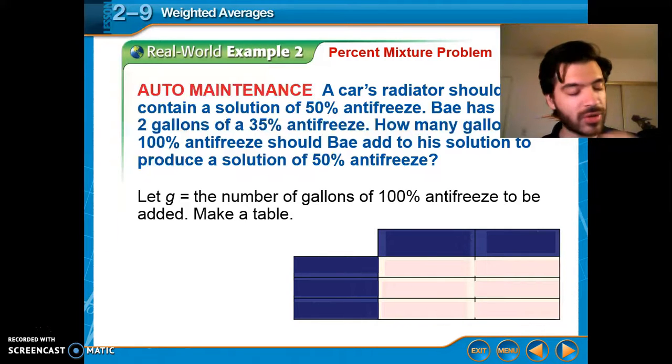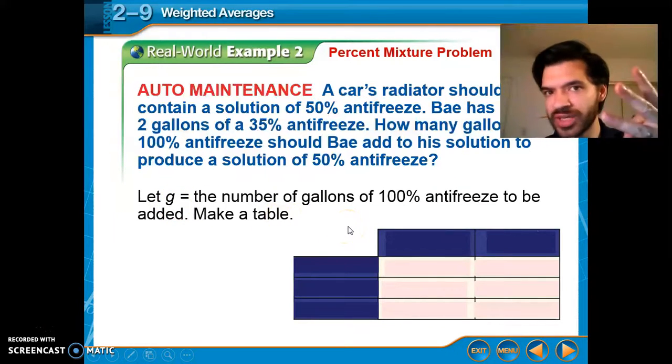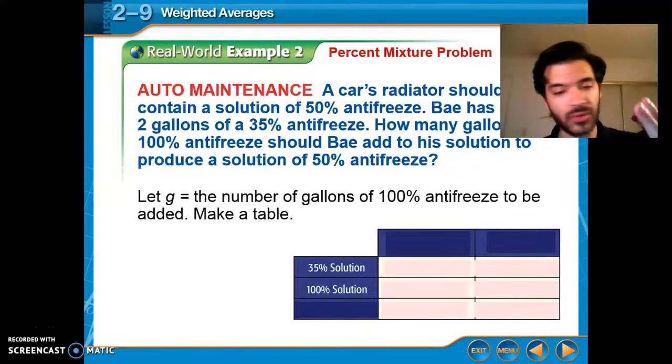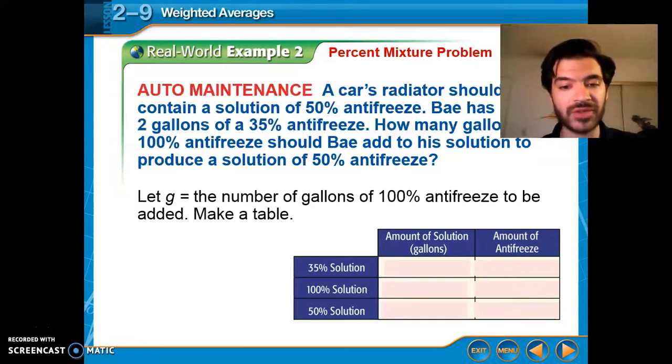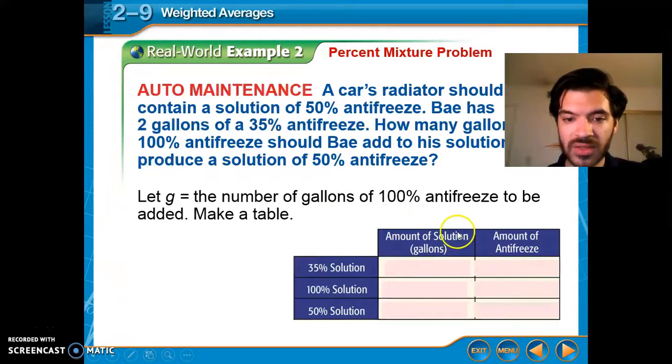So we're going to do like we did on the last problem. Let's make a table. So G is going to represent the gallons of pure antifreeze, 100% antifreeze. So we have 3 categories of antifreeze. We have 35%, 100%, sorry, and 50%. Then we're going to look at the amount of gallons that they need to add and the amount of antifreeze, which will be created by the percent of the solution times the amount of gallons.